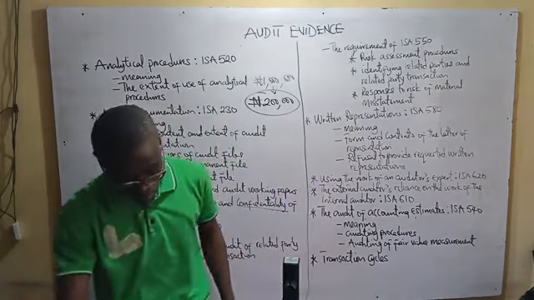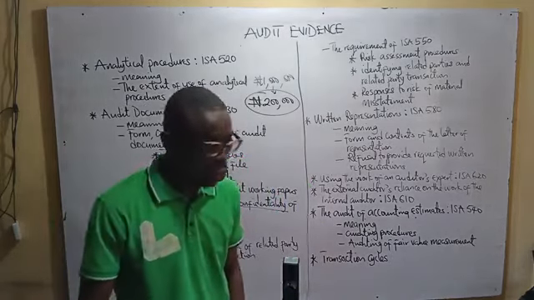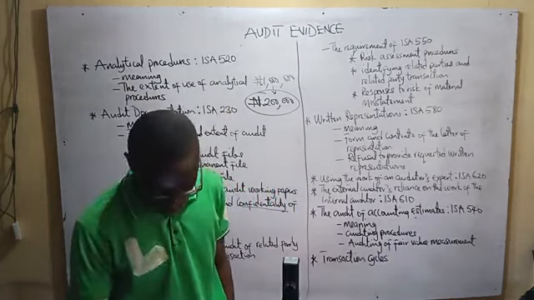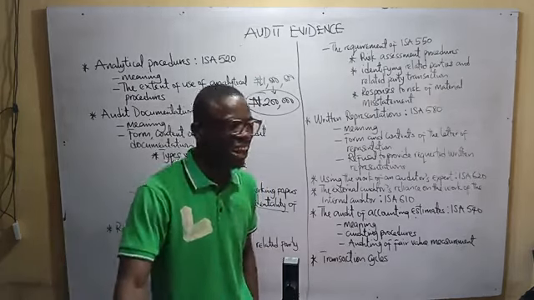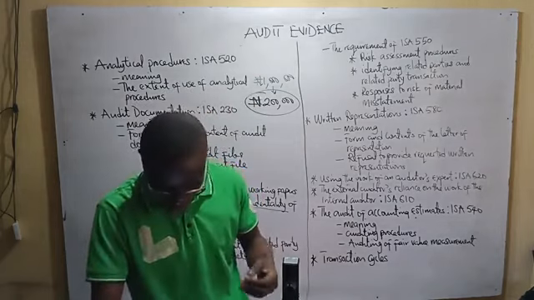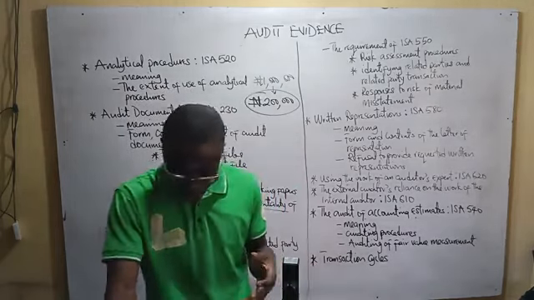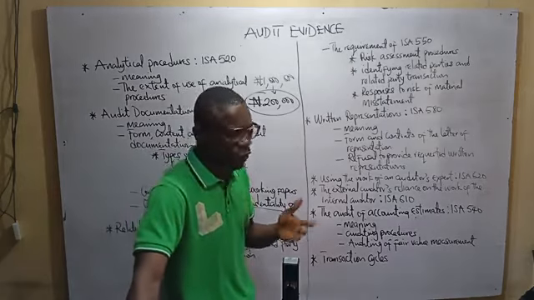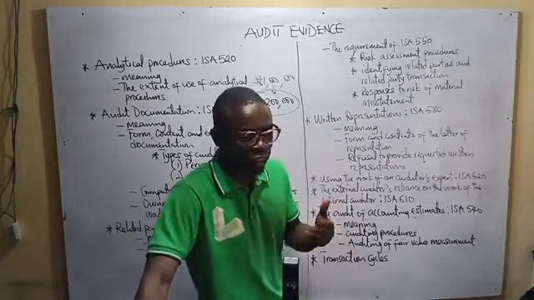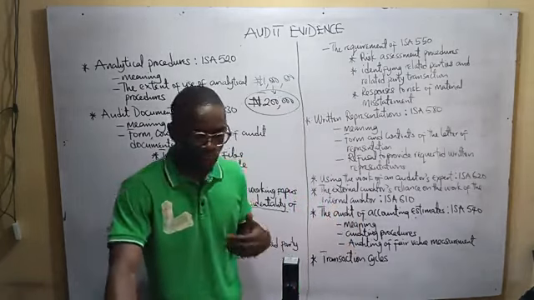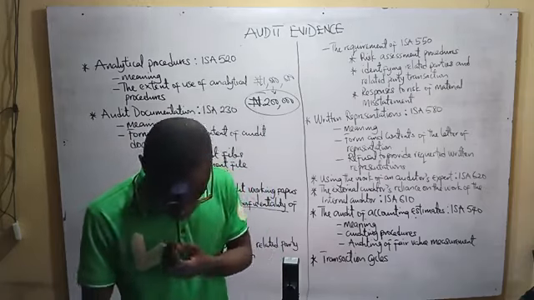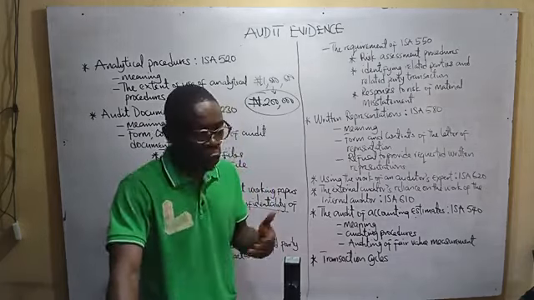So one of the factors that the external auditor will consider before relying on the work of the internal audit is the status of the internal audit department within the organization. When we say the status of the internal audit within the organization, it means: do they have a degree of independence? What is their level of objectivity? Are they being objective in their work? This is what the auditor will consider.